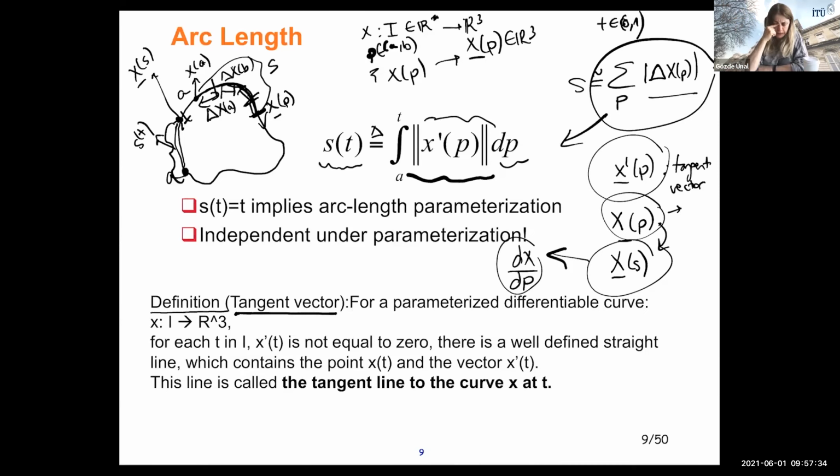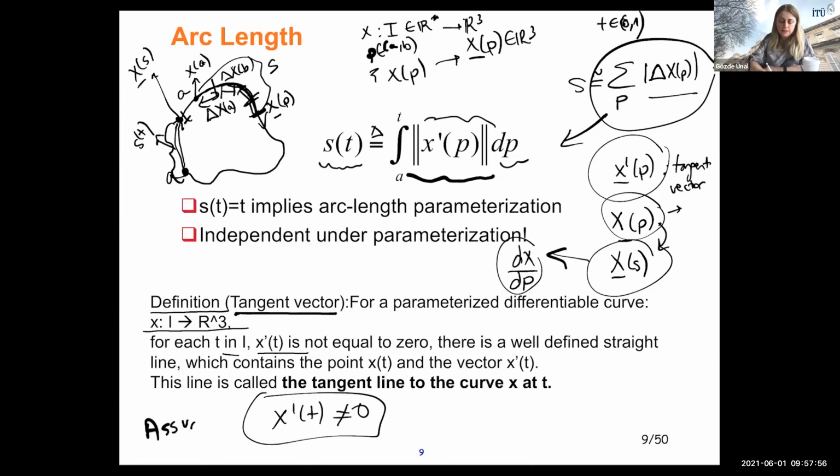Differentiable curve, you see x is I to R3 here. For each t in I, x prime of t. Okay, so for all the curves we study in differential geometry of curves, x prime t is never 0, because otherwise we can't define a tangent vector. So our main assumption is for a regular curve, we expect it to have a tangent vector defined.